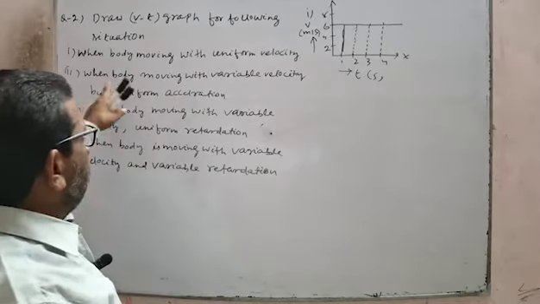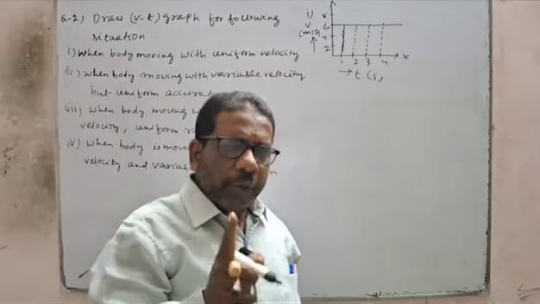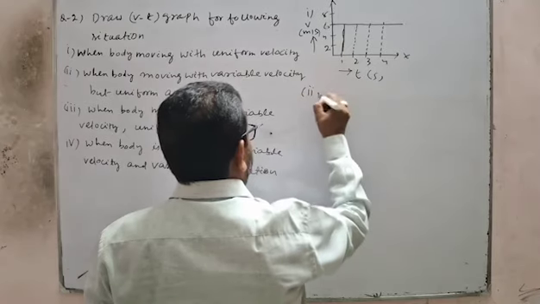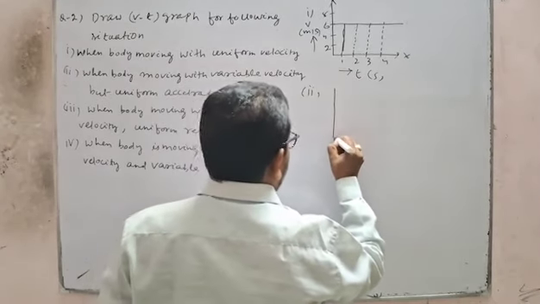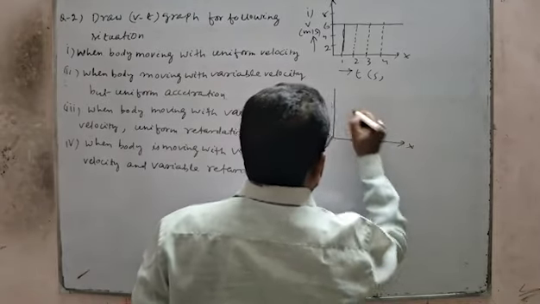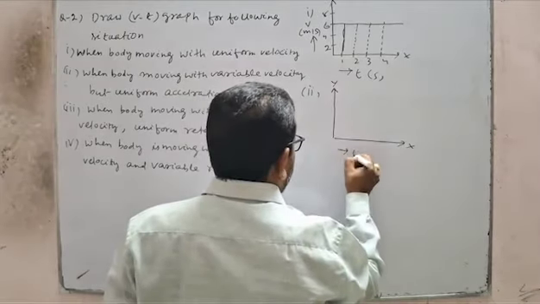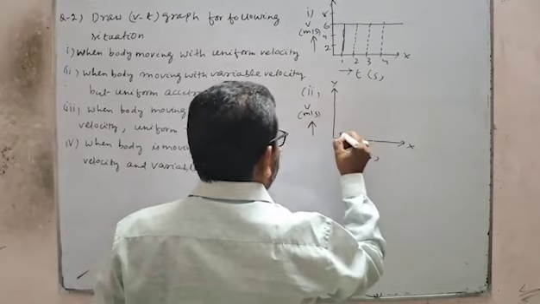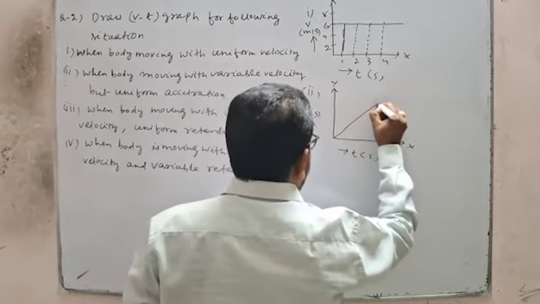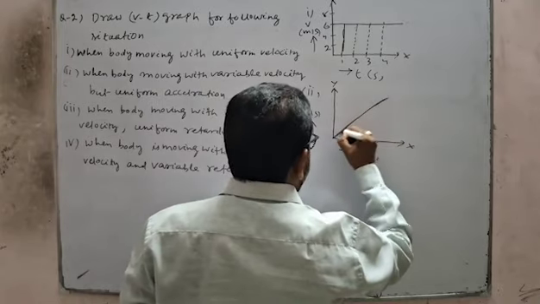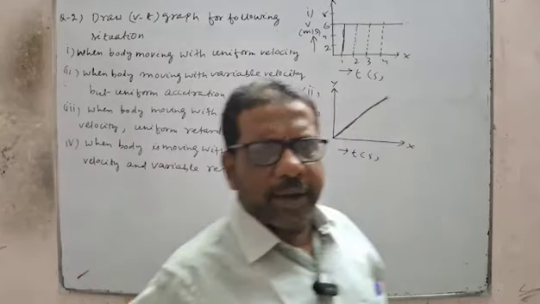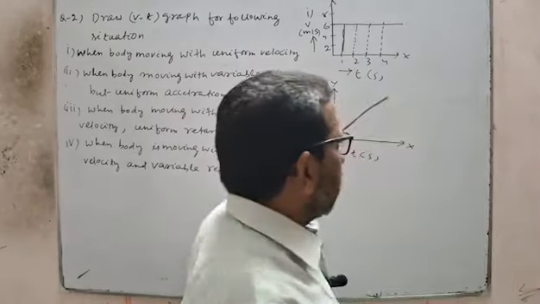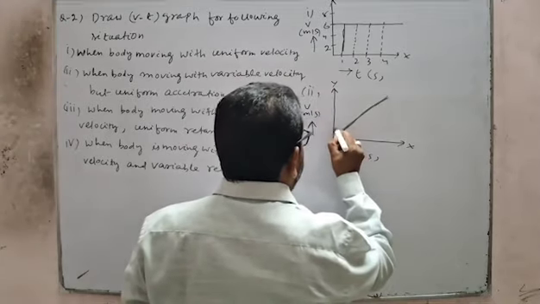Second, we have to draw a body moving with variable velocity but uniform acceleration. Variable velocity, uniform acceleration. Time along the x-axis and velocity along the y-axis. The graph will be like this, a straight line. If the graph is a straight line inclined at an angle with the time axis, then the body travels with variable velocity but uniform acceleration.